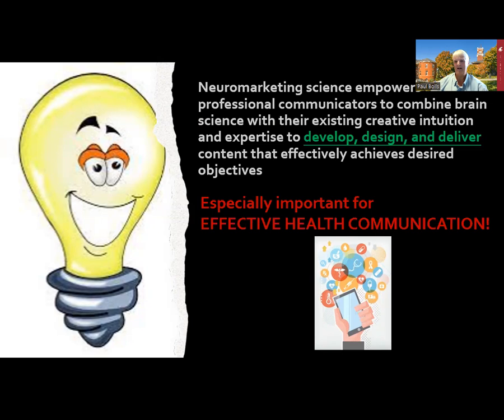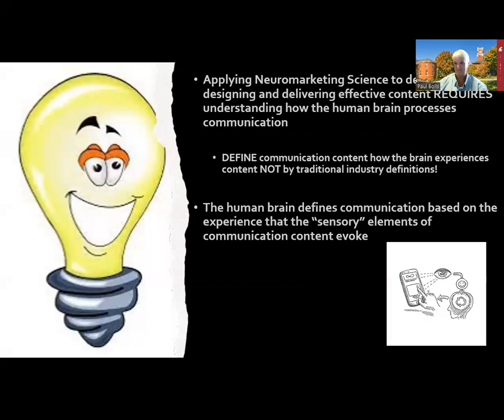And I would argue that all of this, the fact that neuromarketing science uniquely empowers communicators, as well as infusing the process of developing, designing, and delivering content with brain science, is especially important for effective health communication. We'll talk a little bit more about that in just a minute. Applying neuromarketing science to developing, designing, and delivering effective content requires a basic understanding of how the human brain processes communication. Not in this video, but in the second video, we'll go into how the human brain works in some basic foundational detail that you've got to know if you're going to effectively apply this science as a professional communicator.